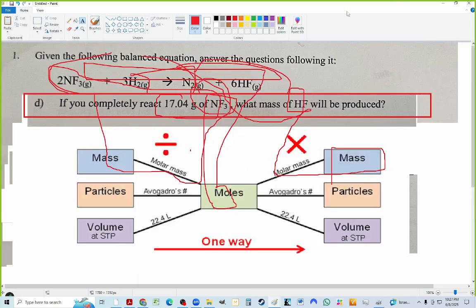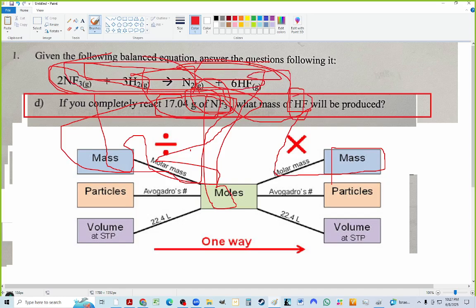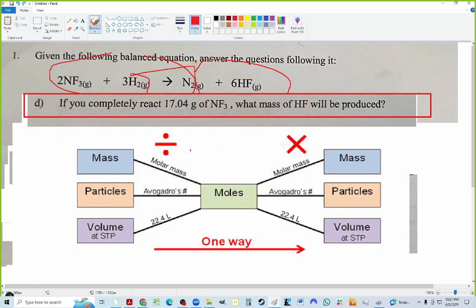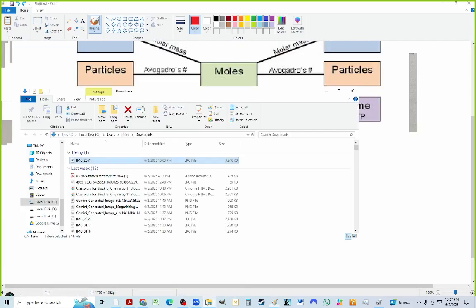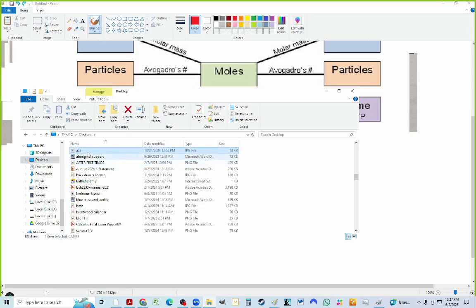So in this question, because we have mass to mass, I have to start with my mass, divide by molar mass to get moles of NF3. Then I have to use my fraction to get moles of HF. And then I have to multiply that by the molar mass of HF to get the mass of HF. Do you need to see the steps, or you good? We should move on because there's a lot to do.